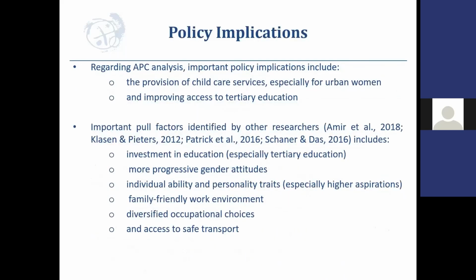These are some of the policy recommendations based on my analysis. First, regarding age period and cohort analysis, there is a need to provide childcare services, especially for urban women, and improve access to tertiary education. Important pull factors identified by other researchers include investment in education, especially tertiary education, more progressive gender attitudes, individual ability and personality traits, especially higher aspirations, a family-friendly work environment, and diversified occupation choices, because most of the females in Pakistan are involved in rural farm-based activities, and access to safe transport.